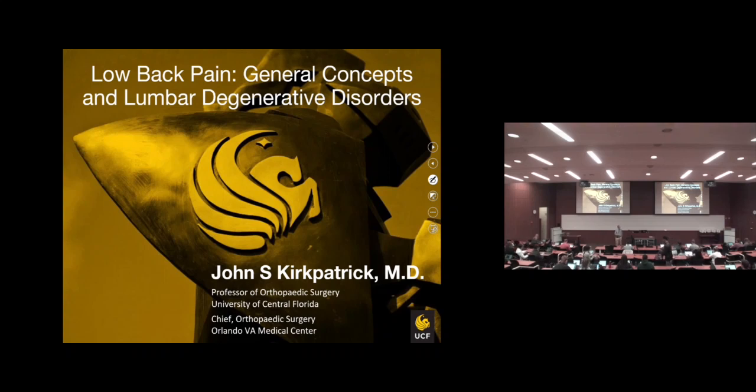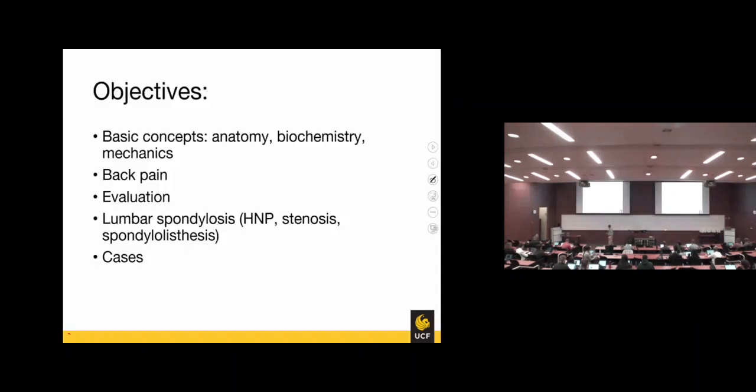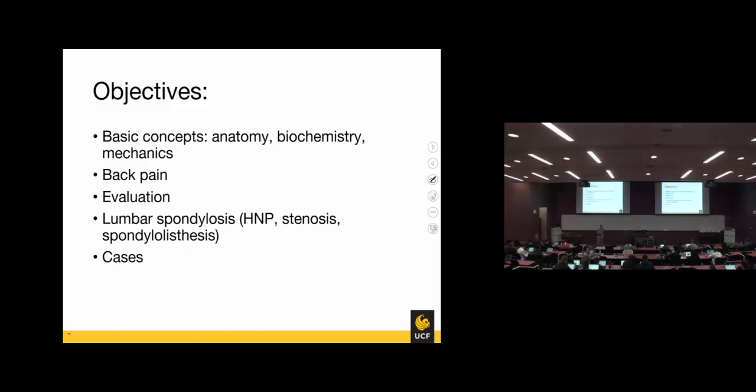So let's talk a little bit about lumbar spine and low back pain, general concepts, and then some typical lumbar degenerative disorders. Our objectives today are to talk about the basic concepts of anatomy, biochemistry, and biomechanics. We'll go over back pain and its evaluation, and then we'll talk about some specific reasons for back pain, including lumbar spondylosis, herniated nucleus pulposus, stenosis, spondylolisthesis, and then we'll see some cases.